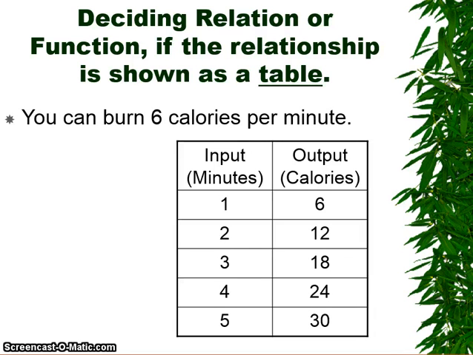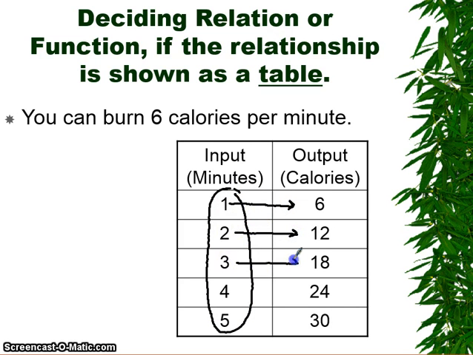Let's look at another example. You can burn 6 calories per minute, and there you see the constant change that makes it predictable. So you already know this is a function. But if we look at it as a table, we can see there are no repeated inputs, so that must mean that every input has just one output. And I'm just showing you a visual of what's coming next. So, since every input had just one output, this is a function as well.